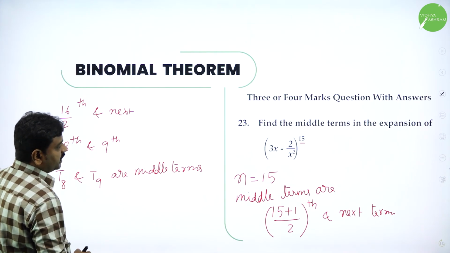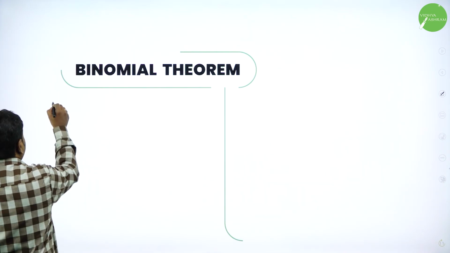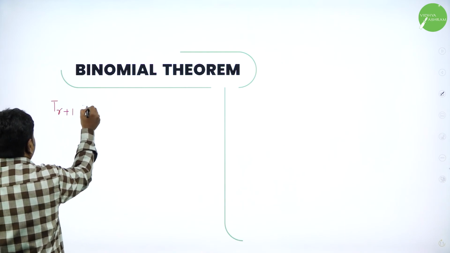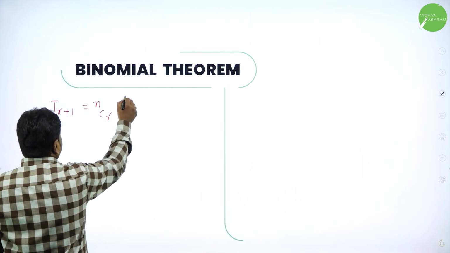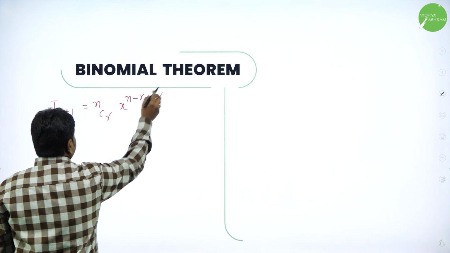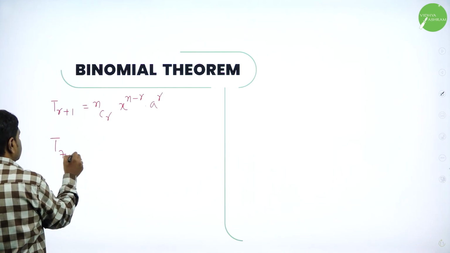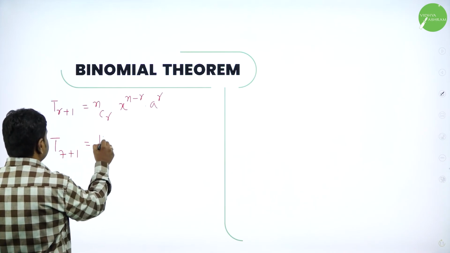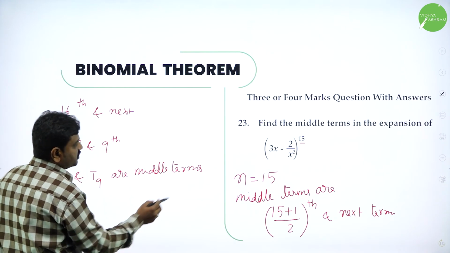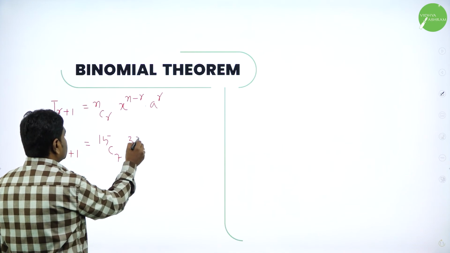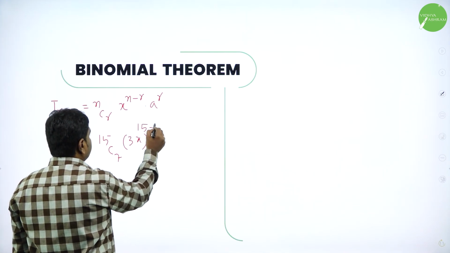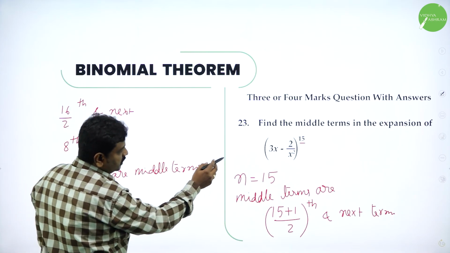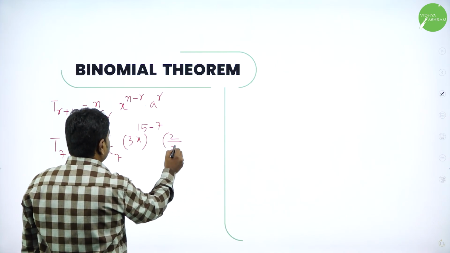How to find T8 and T9? As usual, use T(r plus 1) is equal to nCr x power n minus r, a power r. So I need T8. T8 can be written as T(7 plus 1) is equal to nCr. What is n here? 15. 15Cr, r is what? 7. x means the first term. First term is what? 3x. 3x power 15 minus 7 into a. a is what? 2 by x square. 2 by x square power r.